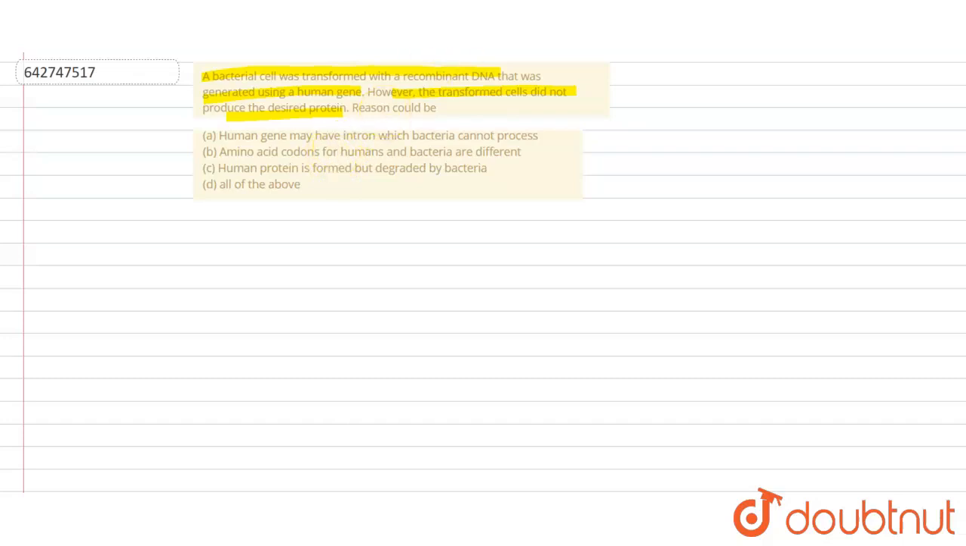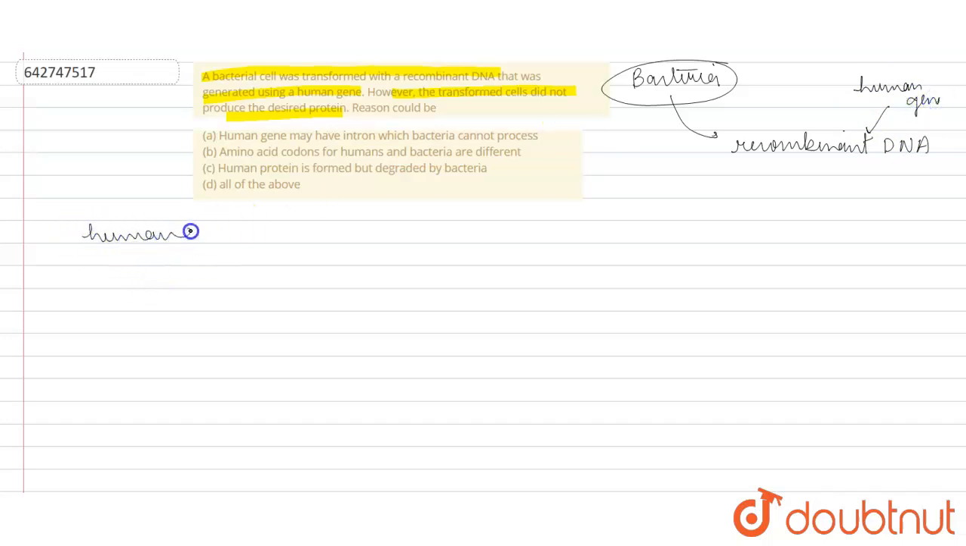Okay, so when we talk about a bacterial cell, let's understand the condition. They have given a bacterial cell which was transformed by addition of a recombinant DNA, and that recombinant DNA was generated using a human gene. Okay, so when we talk about a human gene here, it may have introns as well as exons. Introns are the non-coding sequences.